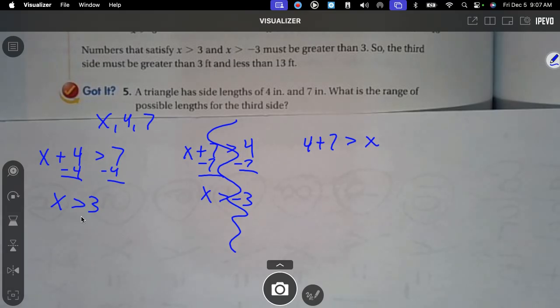And what's 4 plus 7? 11. So read this one backwards. X is going to be less than 11. It's a number not equal to 3 or 11, but between 3 and 11. So 4, 5, 6, 7, 8, 9, or 10. Is everybody good with this?